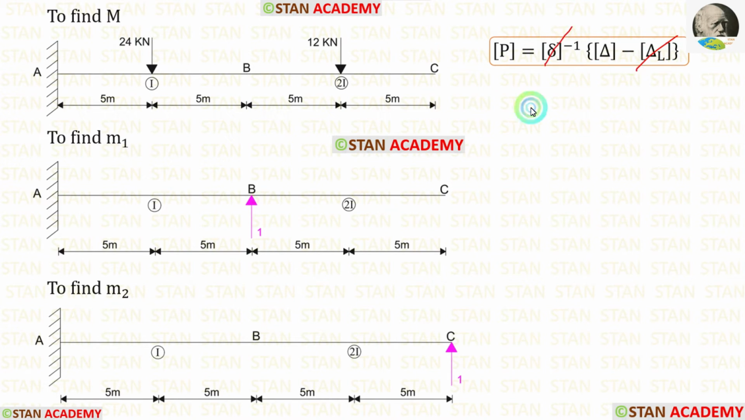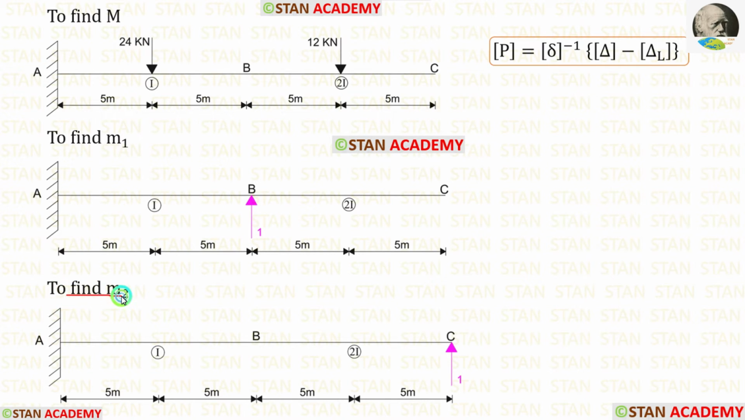To find these two matrices, I am going to apply unit load method. Here we have to find the moments in 3 times. We have to find M, M1 and M2. Using the loads given in the question, we have to find the moment M. To find M1, we have to apply unit load in the first coordinate. Our first coordinate is in the point B. In the point B, I have applied unit load. And then we have to find the moment.